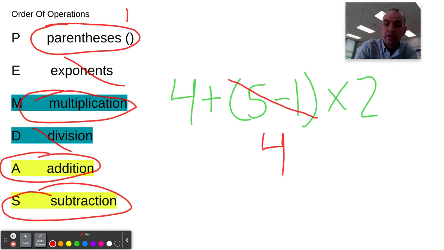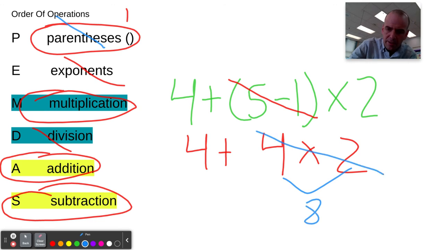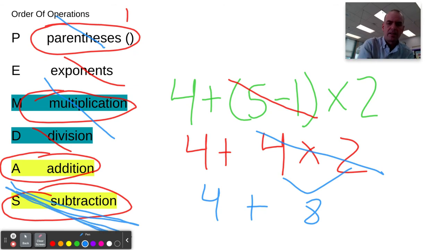All right, so we've done that. We can get rid of it. So now our new equation is 4 plus 4 times 2. So we've done parentheses. Now we can move on to multiplication. So we can do 4 times 2 is 8. So we've done that. And we bring the rest down. So now we're at 4 plus 8. Sorry, and the subtraction was in the parentheses. So we can get rid of that. And then we're at 4 plus 8, and we get 12. Okay.